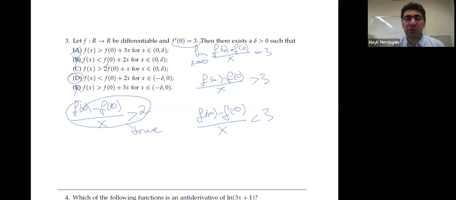f of x minus f of 0 divided by x tends to 3. If we move f of 0 to the left side and we divide, we get here that it's greater than f of 0 divided by x. No.